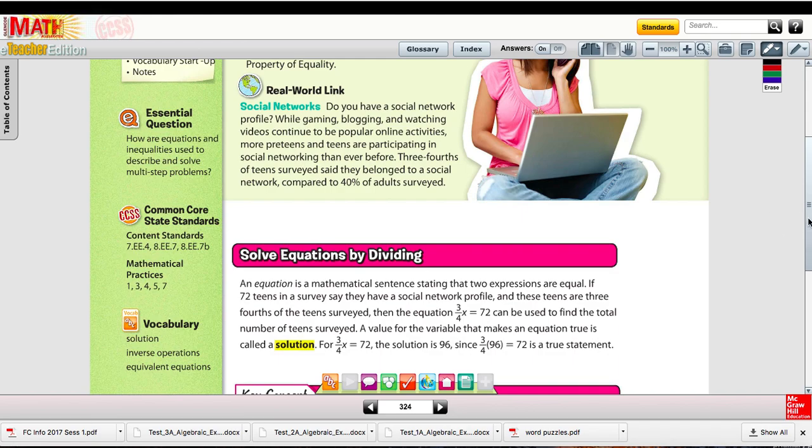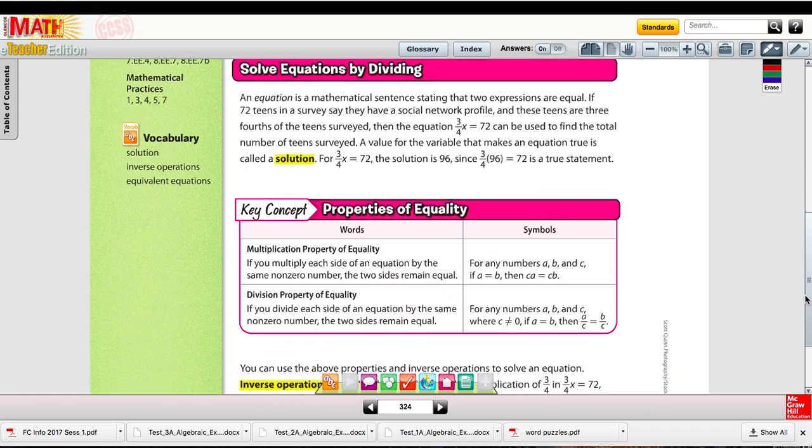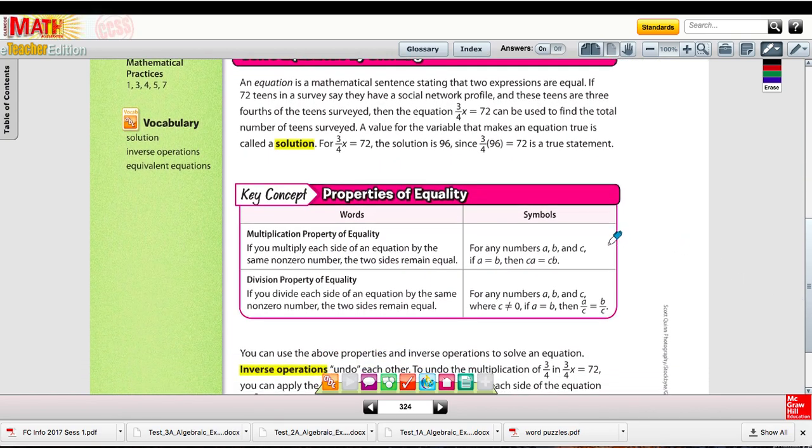Go ahead and write down those definitions on your note sheet and pay particular attention to the key concept here. You have a couple of areas that you need to fill in on your note sheet. For any numbers a, b, and c, if a equals b, then if you multiply both sides by c, you have ca equals cb.